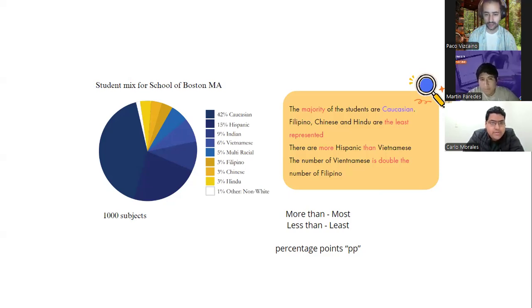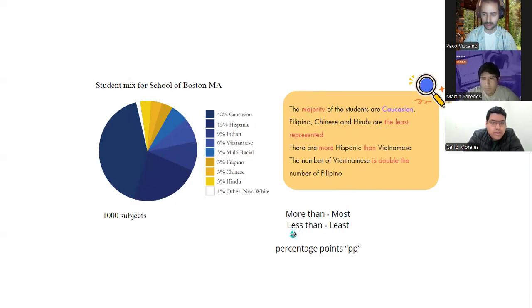So this is one example of grammar used in this type of situation. In red, these are the words that usually are used for this type of graph. For example, the majority, or the least represented. Least, Carlo, es el superlativo, the superlative of less.